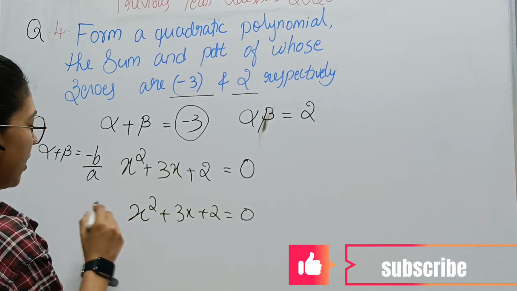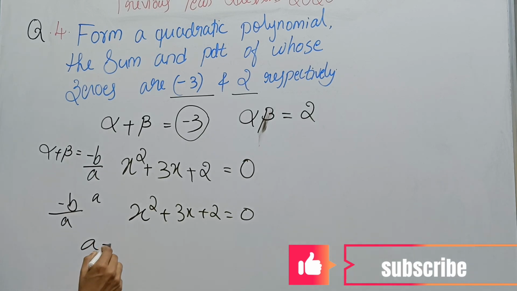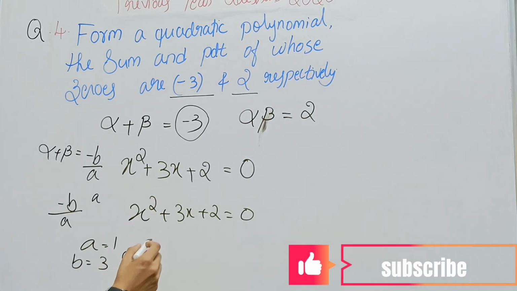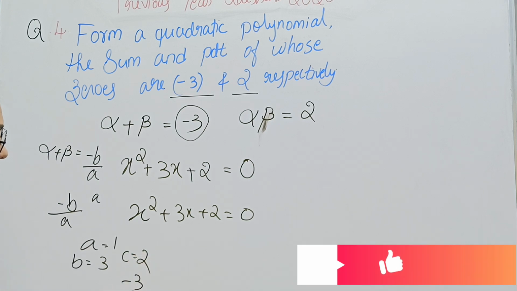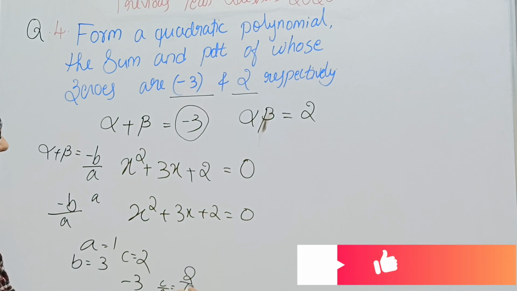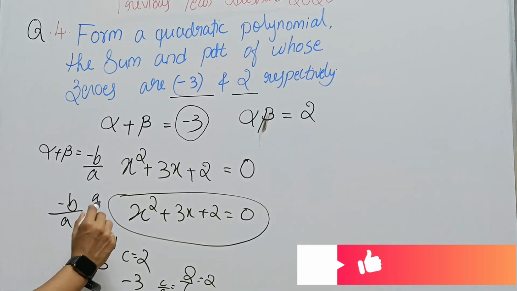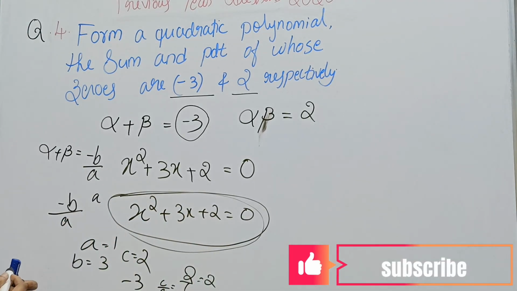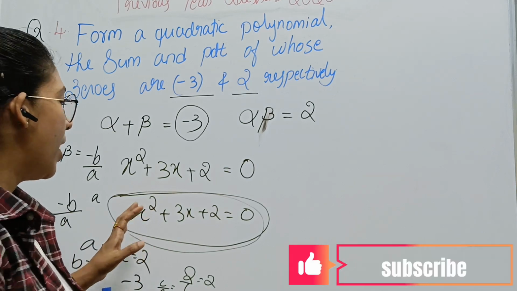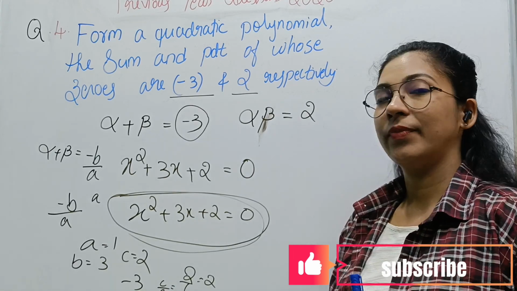Here the sum is minus b by a. A is 1, b is 3 and c is 2. Okay, minus b by a means minus 3 and product is c upon a, which is 2 upon 1, that is 2. So the polynomial satisfies the conditions, that is sum is minus 3 and product is positive 2. Okay, so x square plus 3x plus 2 is equal to 0 is the answer.